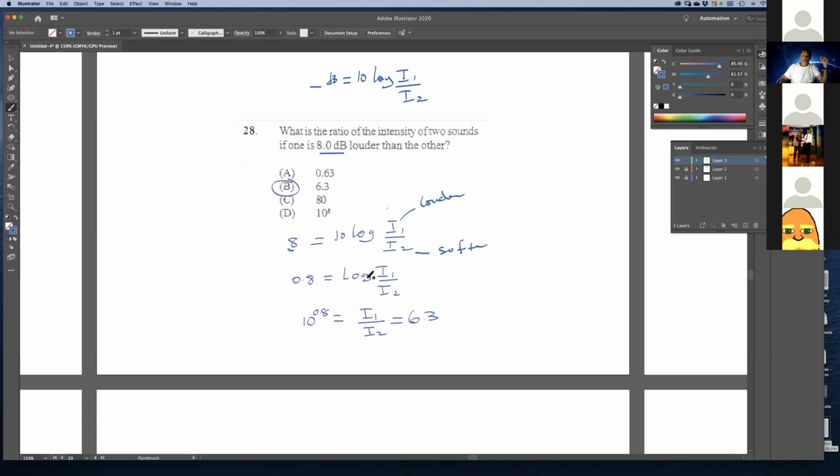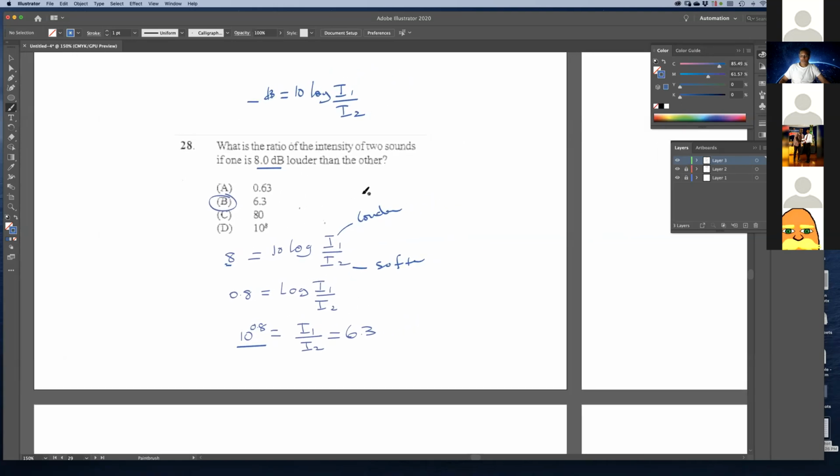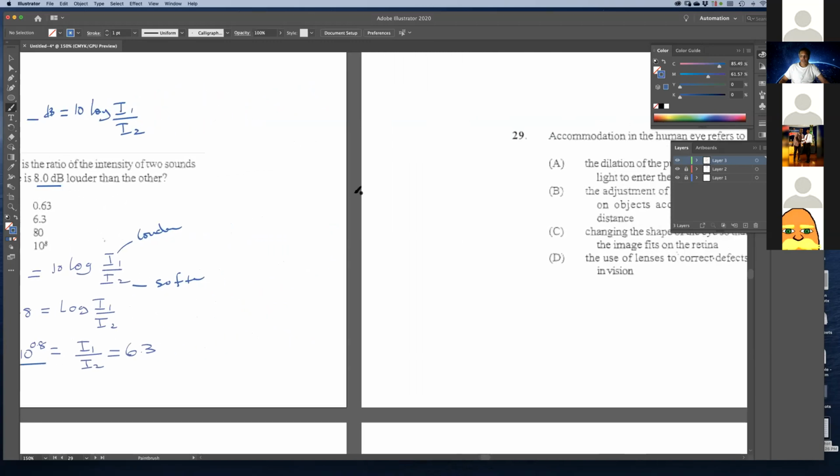And therefore, we can just solve this equation. When we solve this equation, we do the anti-log operation, and I wrote the detail of the anti-log operation here. 10 to the 0.8 is equal to I1 over I2. And therefore, 10 to the 0.8 is 6.3, and the answer is B. Question me now. Questions? Okay, fine.